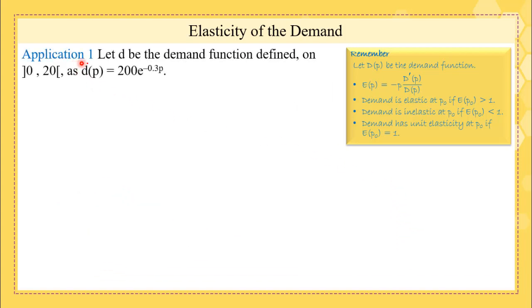Now, application 1. Let D be the demand function defined on the open interval 0 to 20 as D of P equals 100 e power minus 0.3P. Part 1. Verify that D is a decreasing function. Pause the video and try to solve this part.